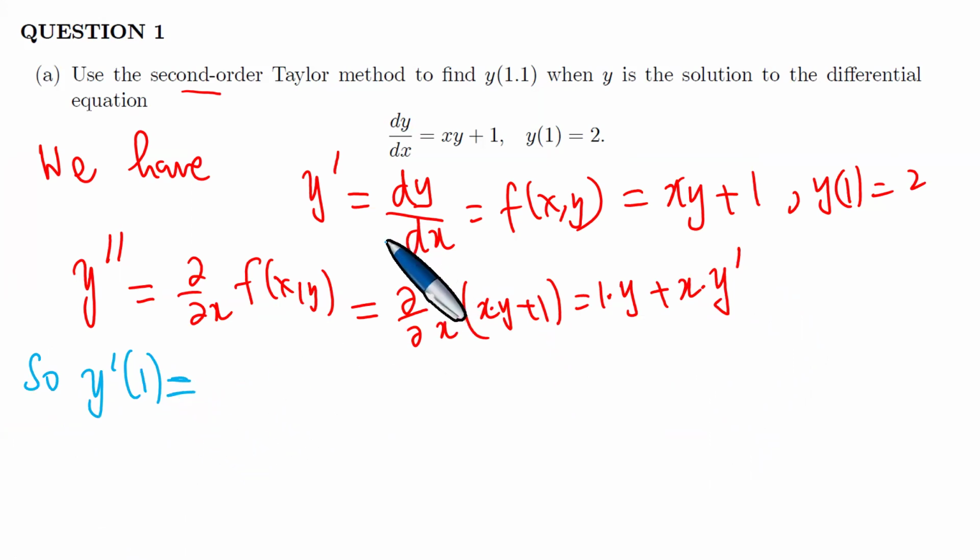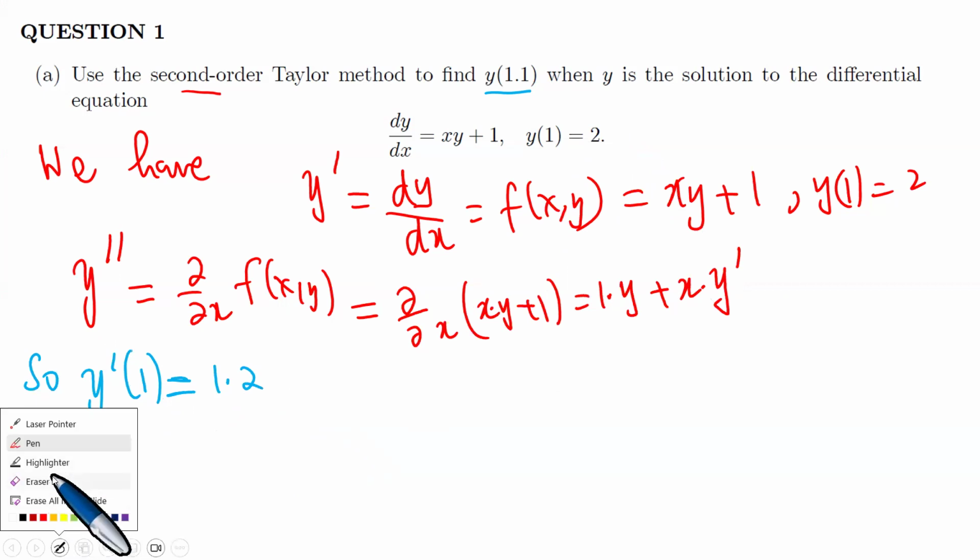Now y prime at 1, we evaluate it because we want to determine this one here. To determine that, we need to find y prime at 1, and we actually find it from the y prime expression, which is exactly xy plus 1. So for y prime at 1, it means that x is 1, and simultaneously when x is 1, y is 2.